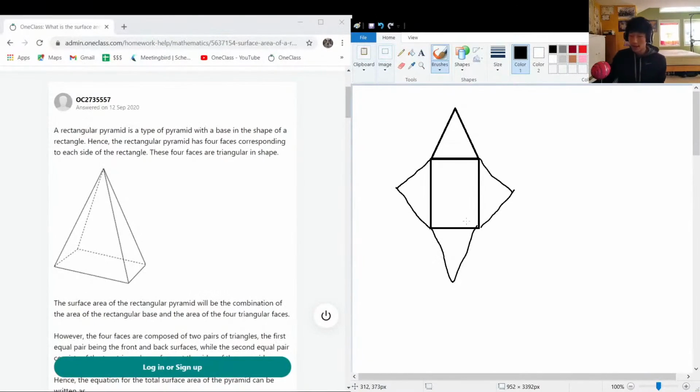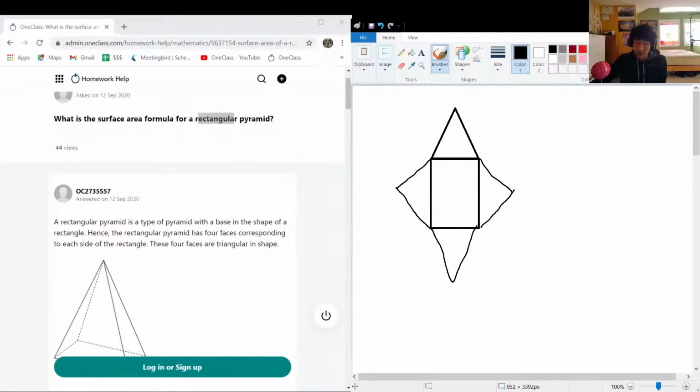Okay, but you can see, if we were to unfold this rectangular pyramid, we would get a shape that looks like this. Kind of looks like a kite, kind of. But yeah, this is what an unfolded rectangular pyramid looks like. And since we're trying to find the surface area, it's pretty much just the area of this whole thing. Okay, so once we find the area of the net, this is what it's called.